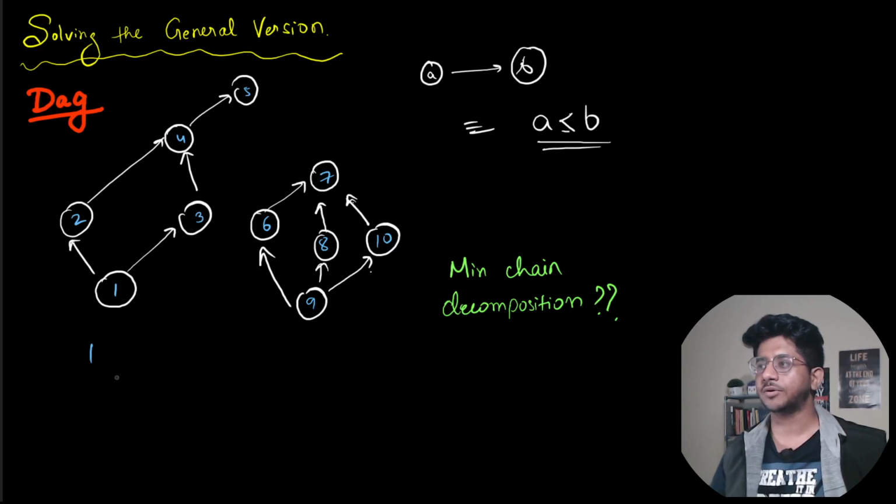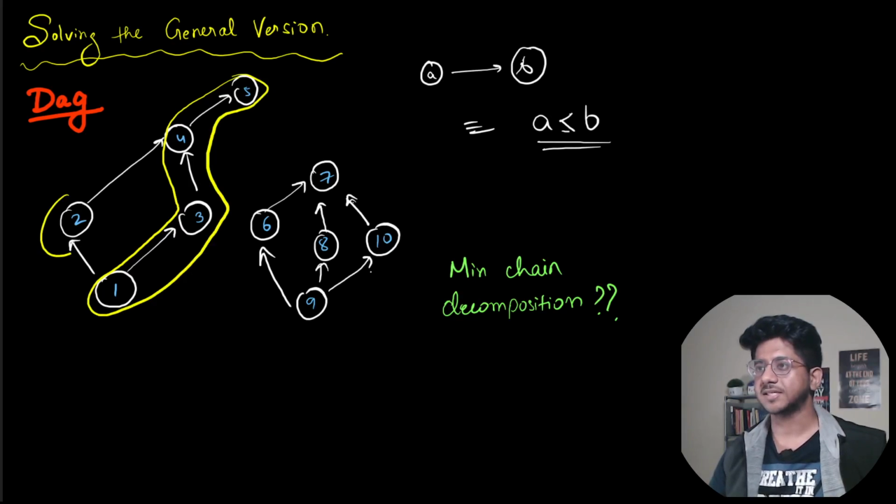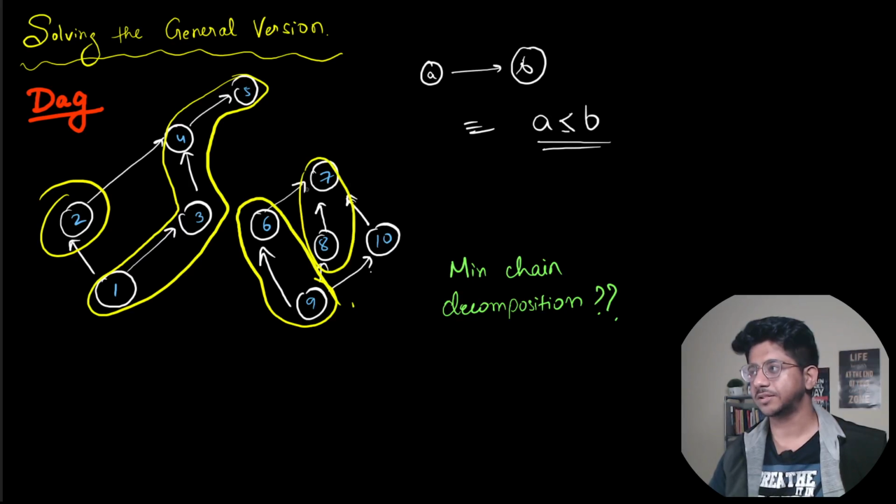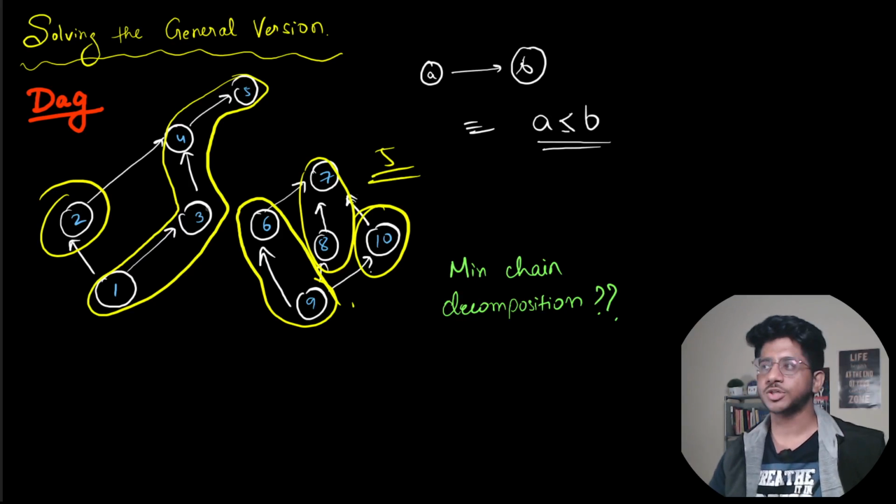And we need to now decompose this into the minimum number of chains. Let's say over here, if I take this, I can try and decompose this into this one chain. Then this has to be a separate chain, then this can be one chain, this can be another chain, and this can be another chain. So you need 5. So the minimum chain decomposition of this particular poset would be 5.